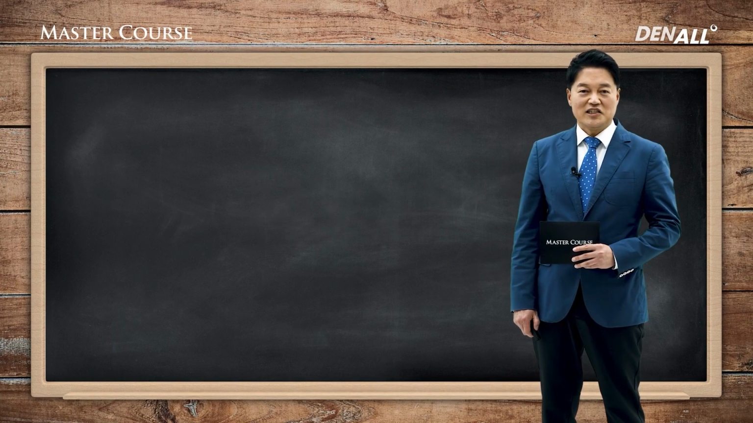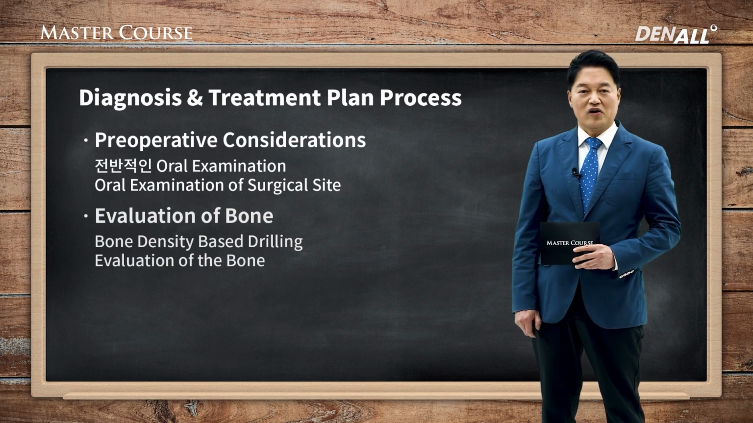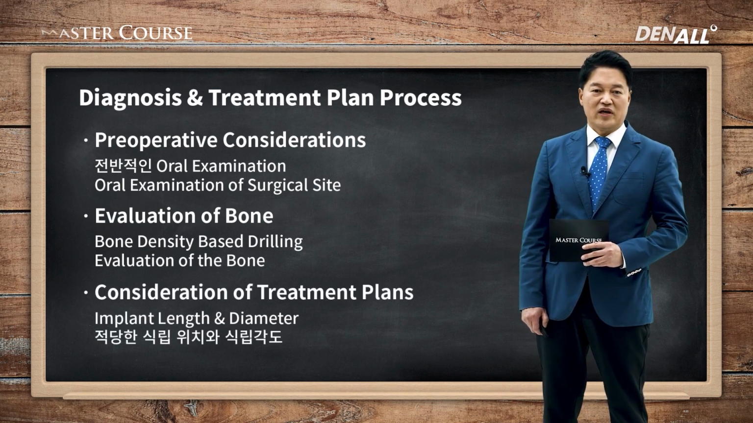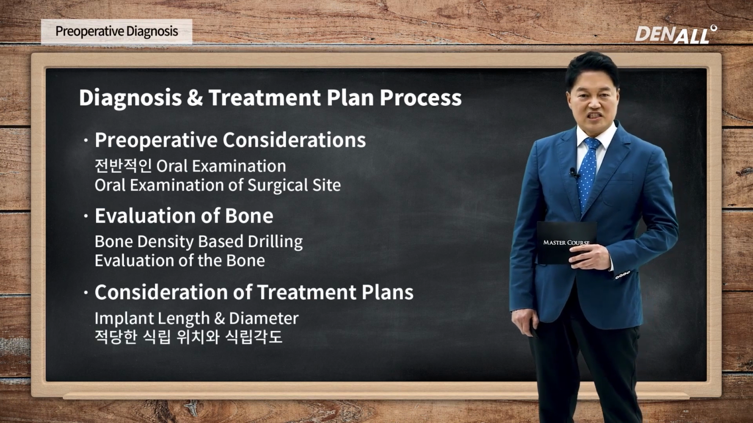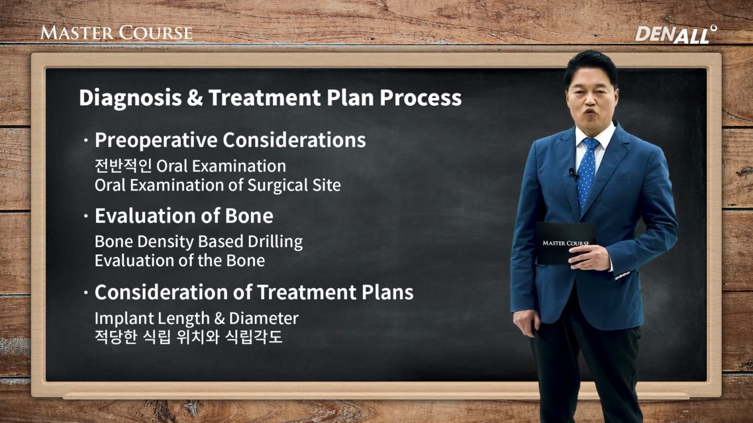Up until now, I talked about the diagnosis and treatment planning process. In the oral examination, you take a clinical image, and for accurate bone evaluation, you take an x-ray, and based on the information gathered in the surgical area, you choose the implant length and diameter. And that is necessary. Also, the appropriate placement, position, and angle need to be chosen for an optimum outcome.